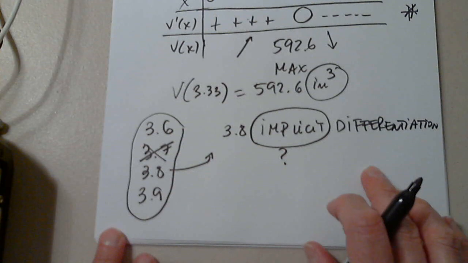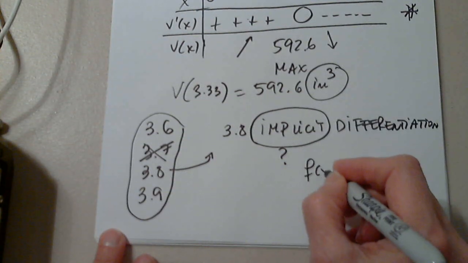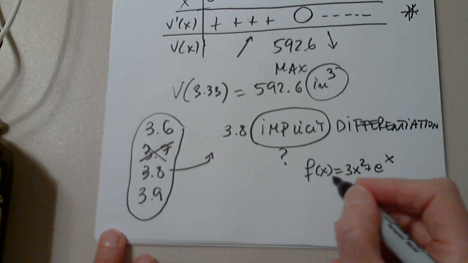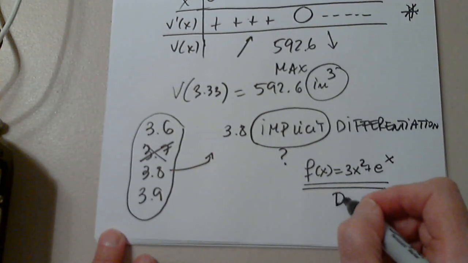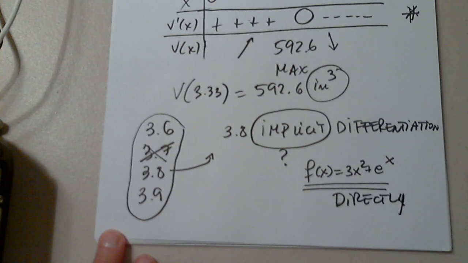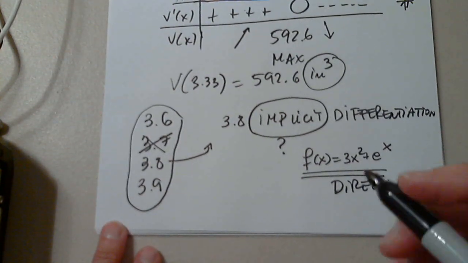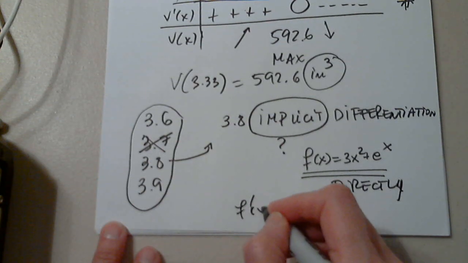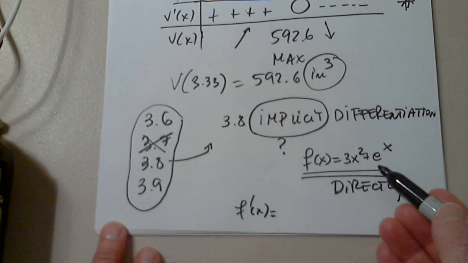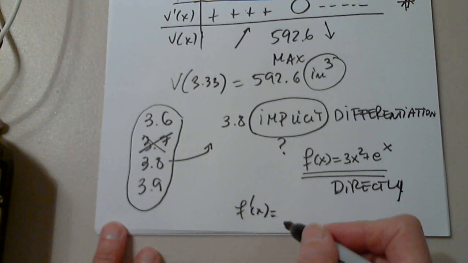So what is implicit? If I have a function f of x equals 3x squared plus e to the x, the function is given to us directly. I have the function. So now, can anyone help with f prime? If I have the function, easy to find f prime. Can anyone give us f prime for this function?